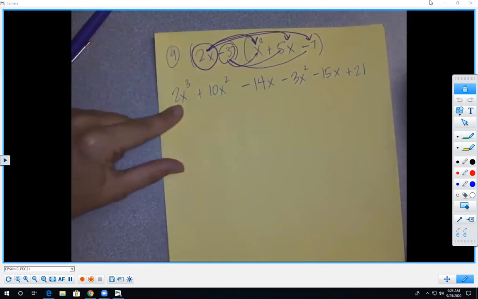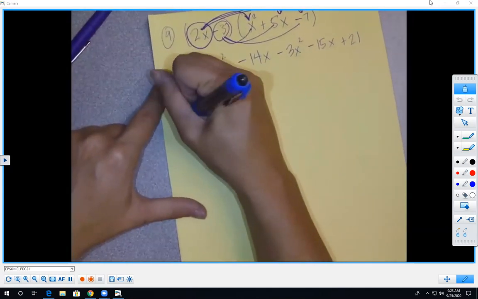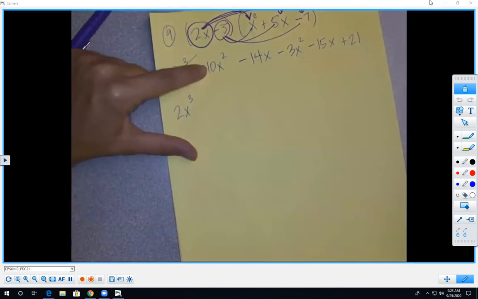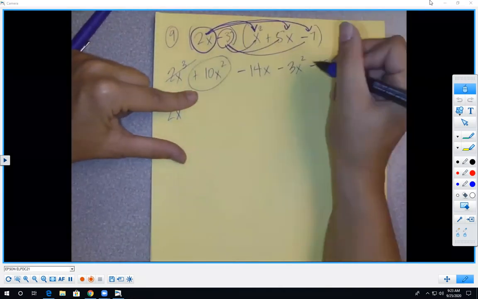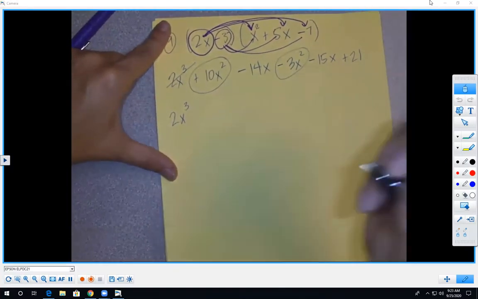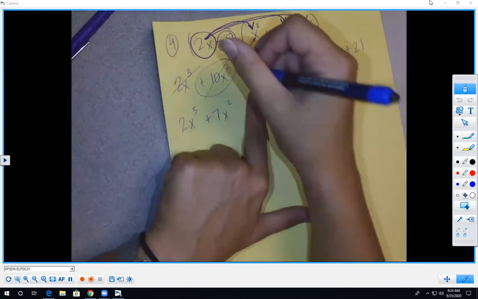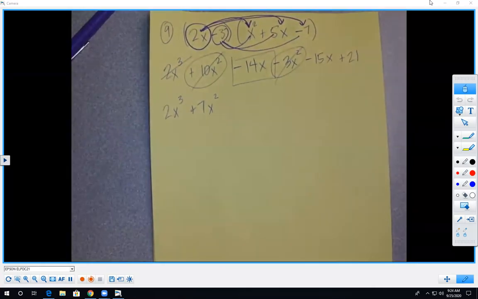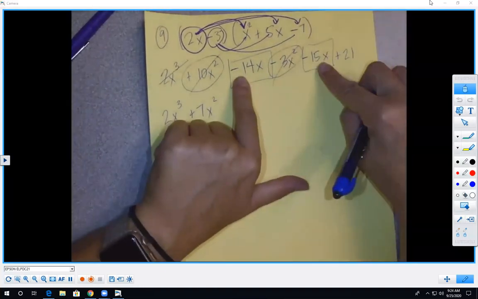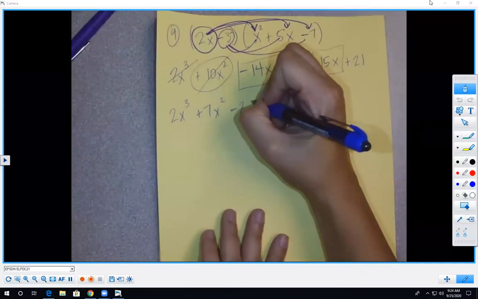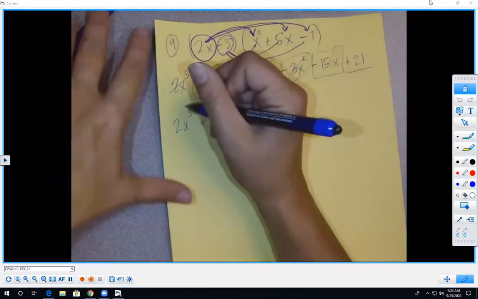So start at the beginning, 2x to the third power. Do I have any more 2x to the third power to put with it? No, so it's just 2x to the third power. I'm gonna mark it off because I have that one. 10x squared, do I have any other x squares to combine it with? Yeah, there's 10x squared and negative 3x squared. What's 10 and negative 3? 7x squared. Mark those off. Now I have negative 14x. Do I have any other x's with it? Yes, I have negative 15x. Negative 14 and negative 15 is negative 29x. And then the last thing that I haven't put in yet is plus 21. And that's my answer.